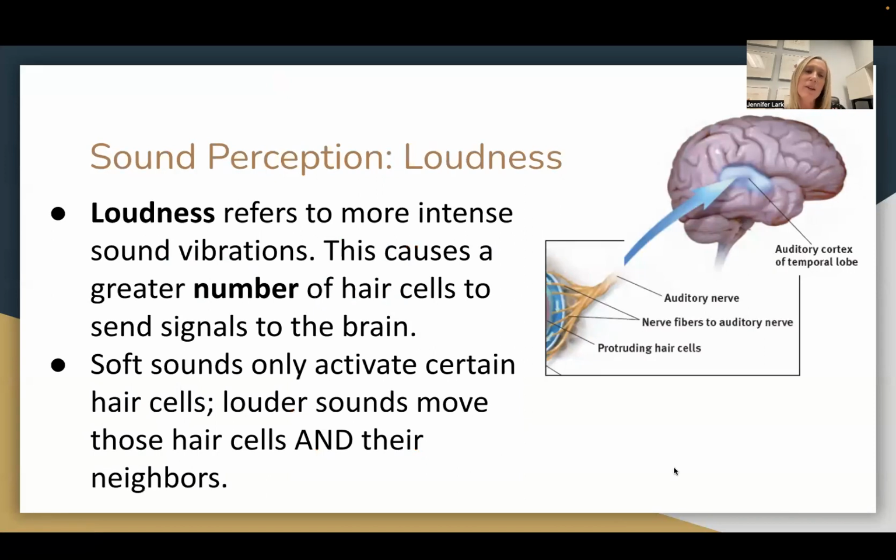Last little bit of information related to hearing and sound. Let's talk about loudness for a moment. So loudness refers to more intense sound vibrations. We learned that. And this causes a greater number of hair cells, those cilia in the cochlea, to send signals to the brain. Soft sounds only activate particular cilia or those hair cells in the cochlea, but louder sounds move those hair cells and their neighbors.